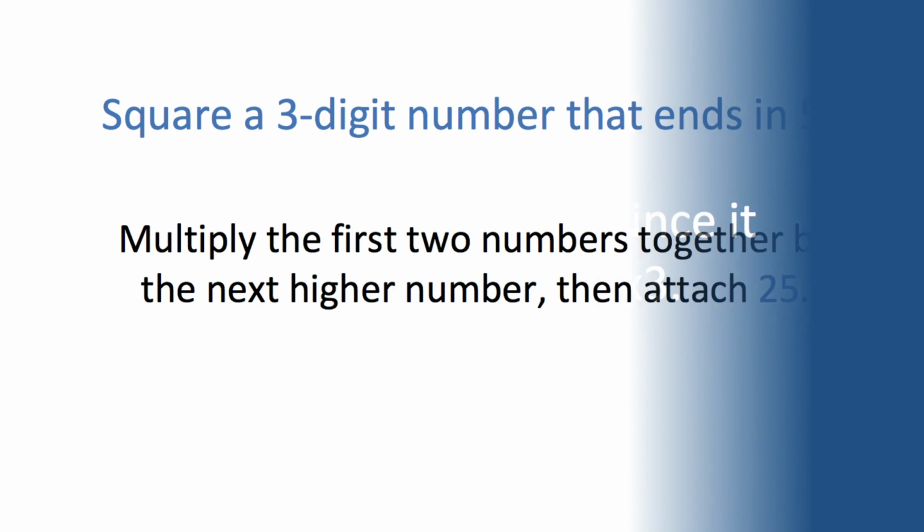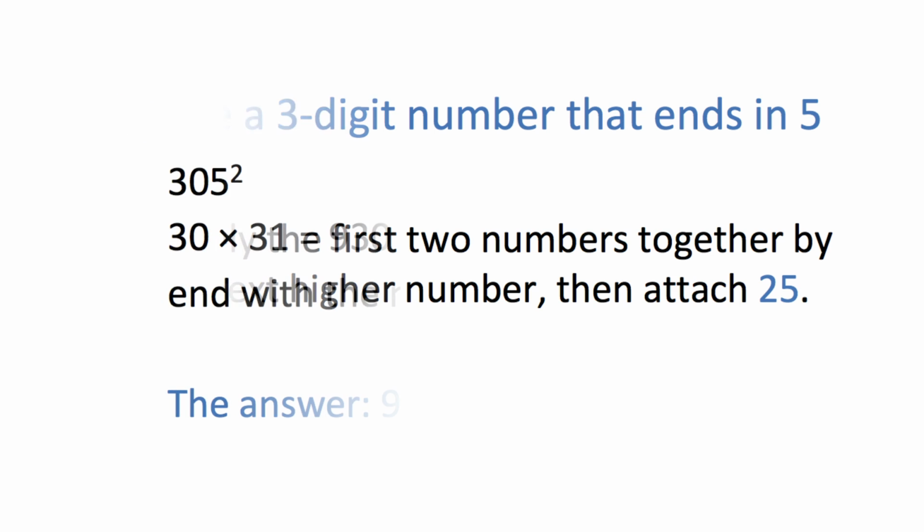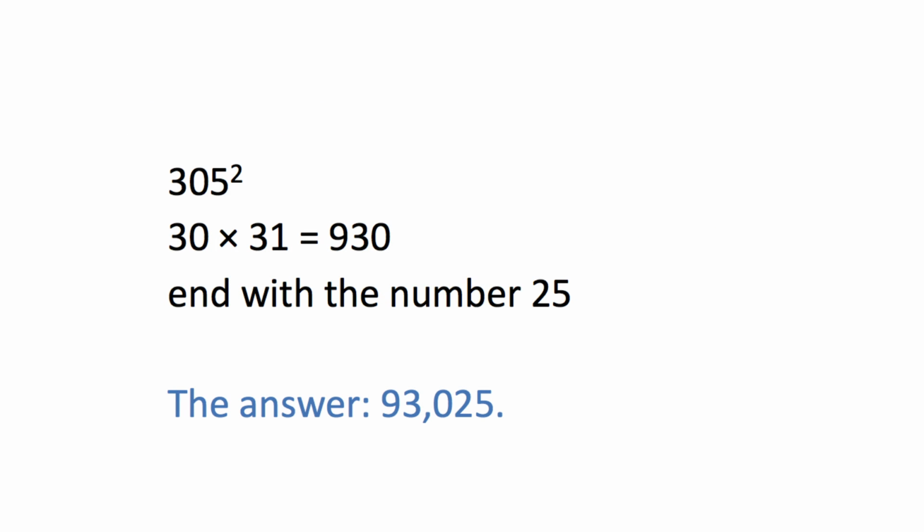For 3-digit numbers, multiply the first 2 numbers together by the next higher number, then attach 25. Example, 305 squared is 30 times 31, which equals 930. Answer, 93,025.